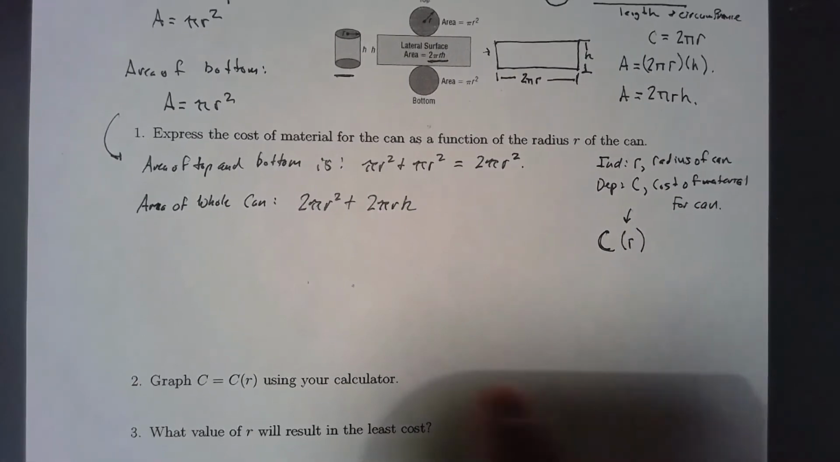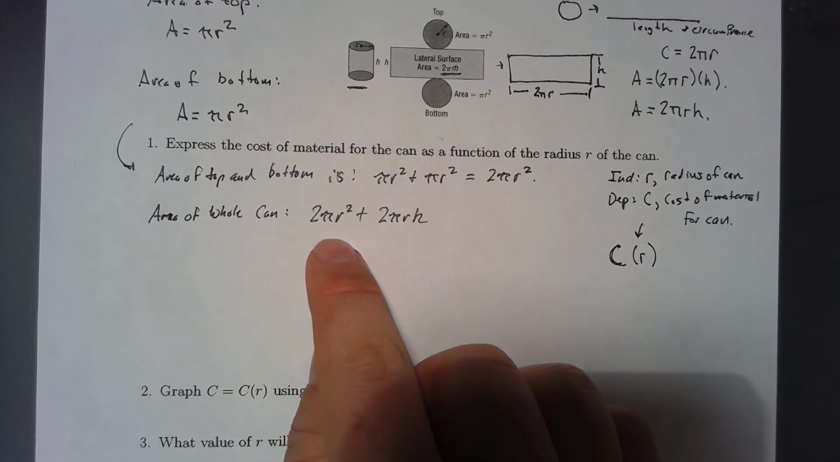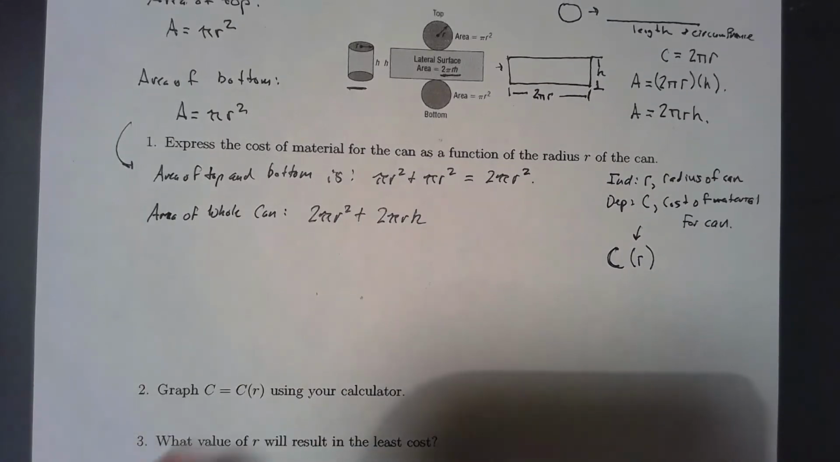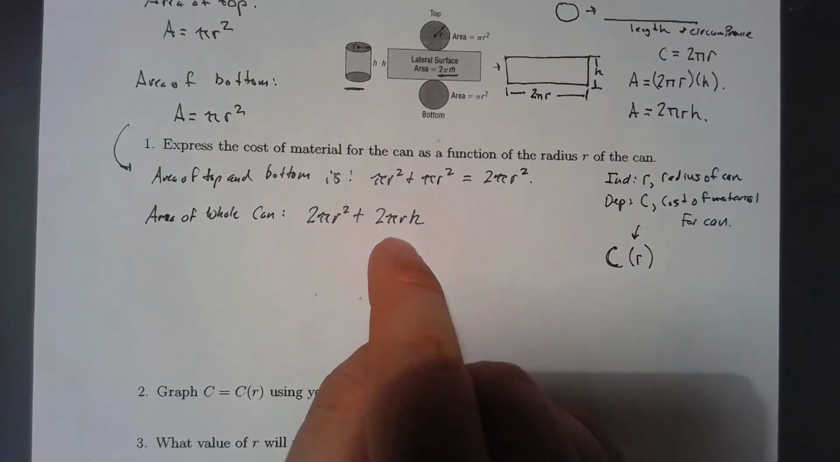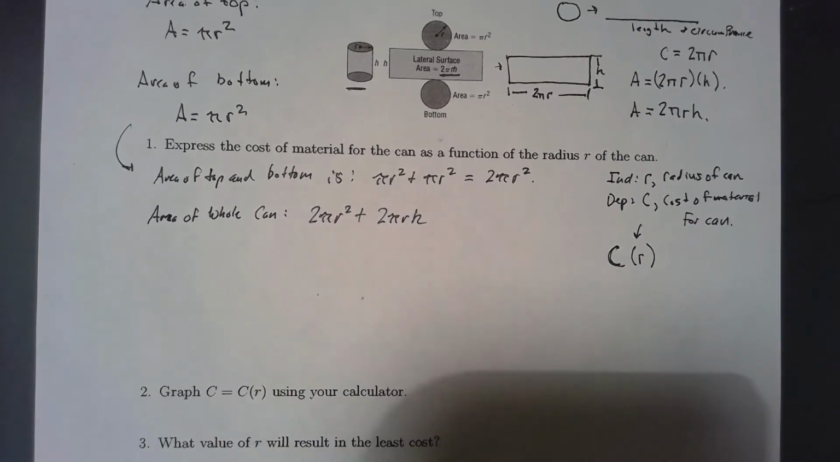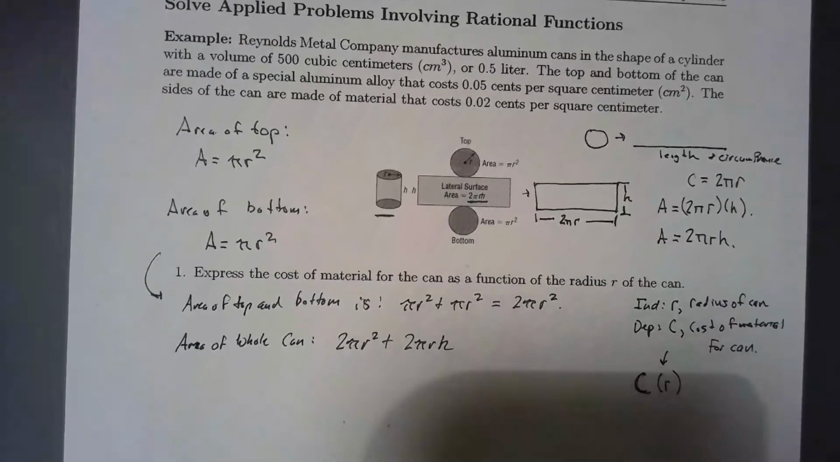So how do I find the cost to manufacture the can? Well, if I take the cost of the material times the area, I will get the cost to construct the top of the can and the bottom of the can. So that problem is given to us.